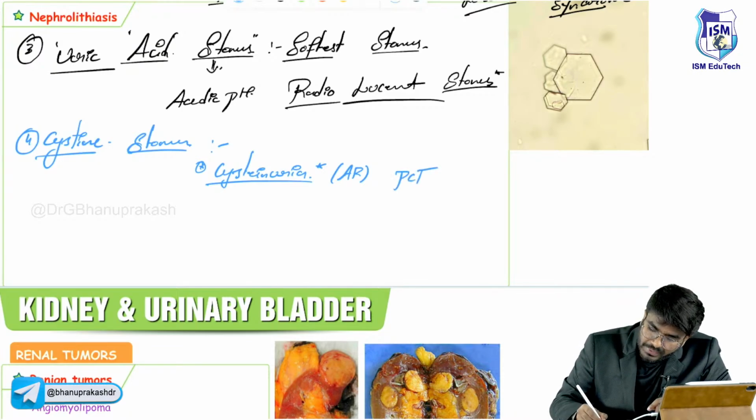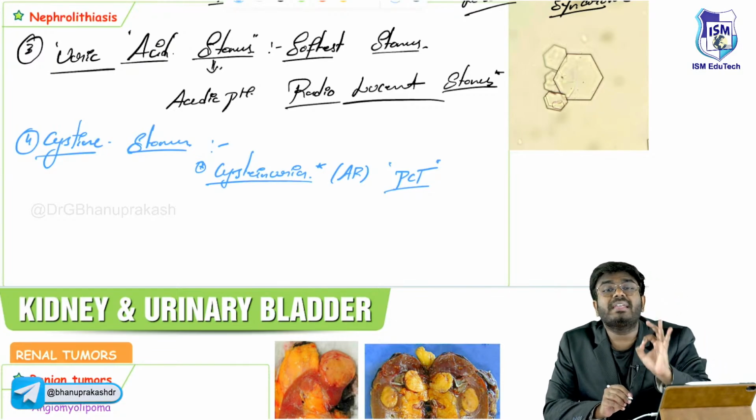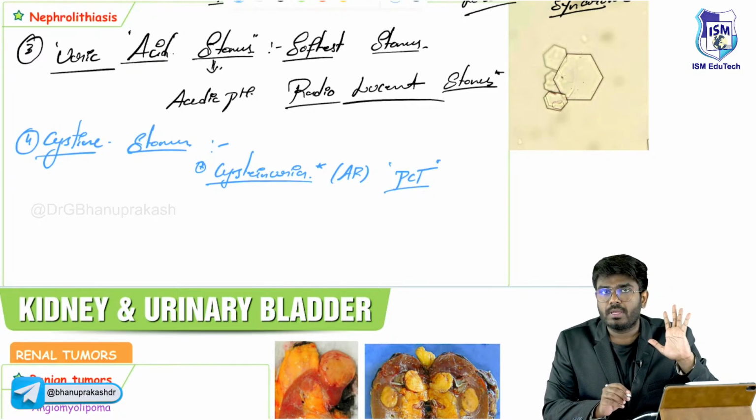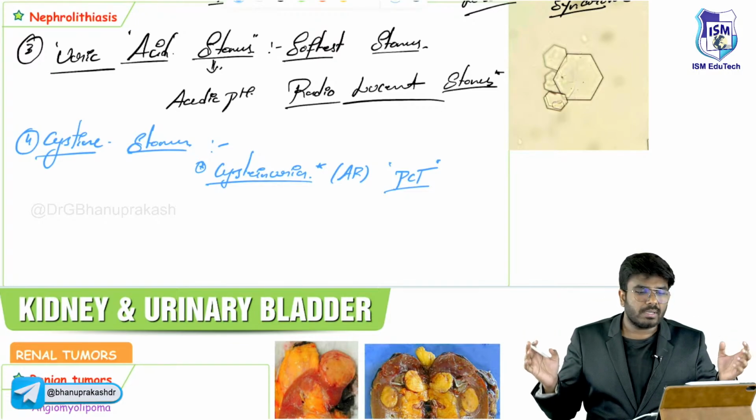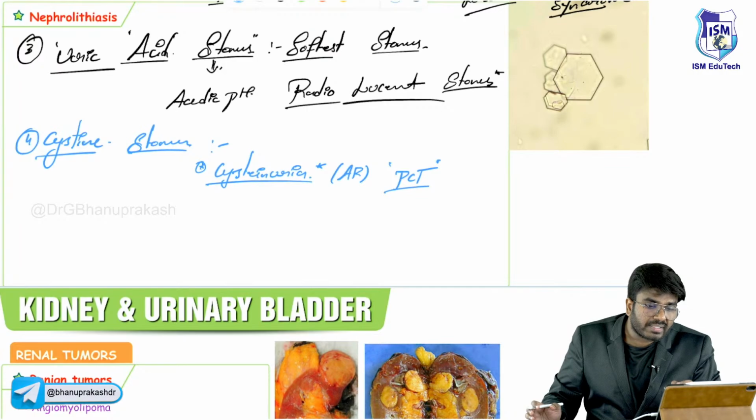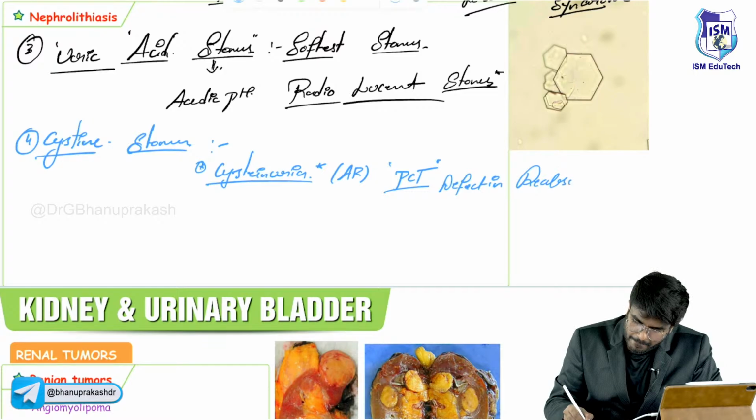There is a defect in the PCT. Normally the PCT has to reabsorb the cysteine, but in this condition there is a defect in the reabsorption of cysteine. So, what exactly is cysteine?